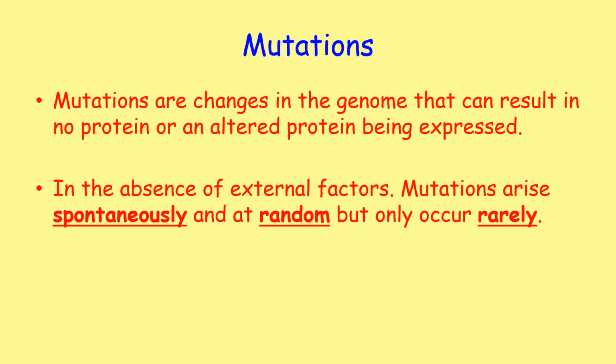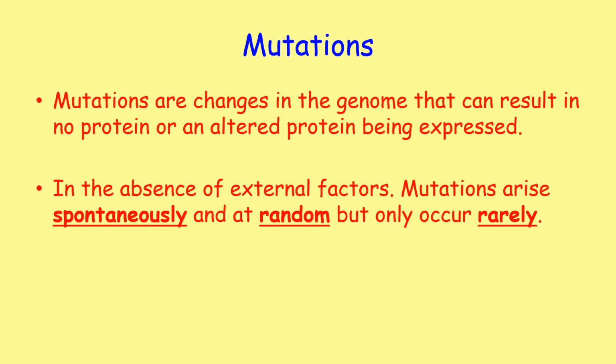Now this is our definition at higher level. So mutations are changes in the genome, and we learnt that word last lesson. Remember, genome is all the hereditary information encoded in an organism, and that results in no protein or an altered protein being expressed. So remember, our genes are the sections of DNA that will code for proteins. If there is a change in that coding section, then obviously we're going to get a change in the product released at the end, which is our protein.